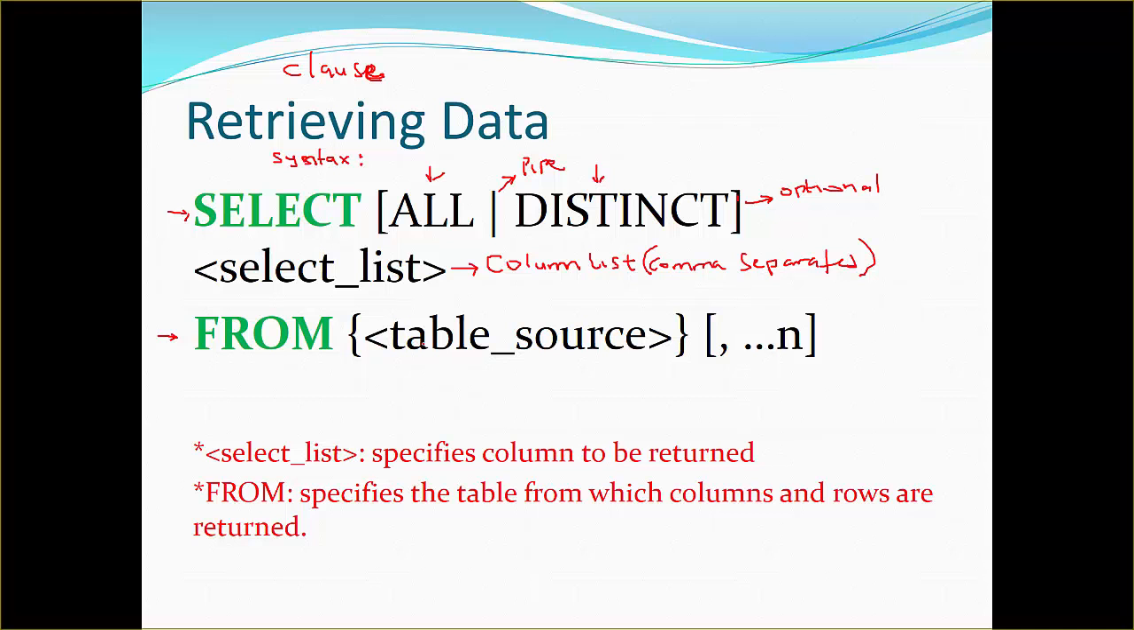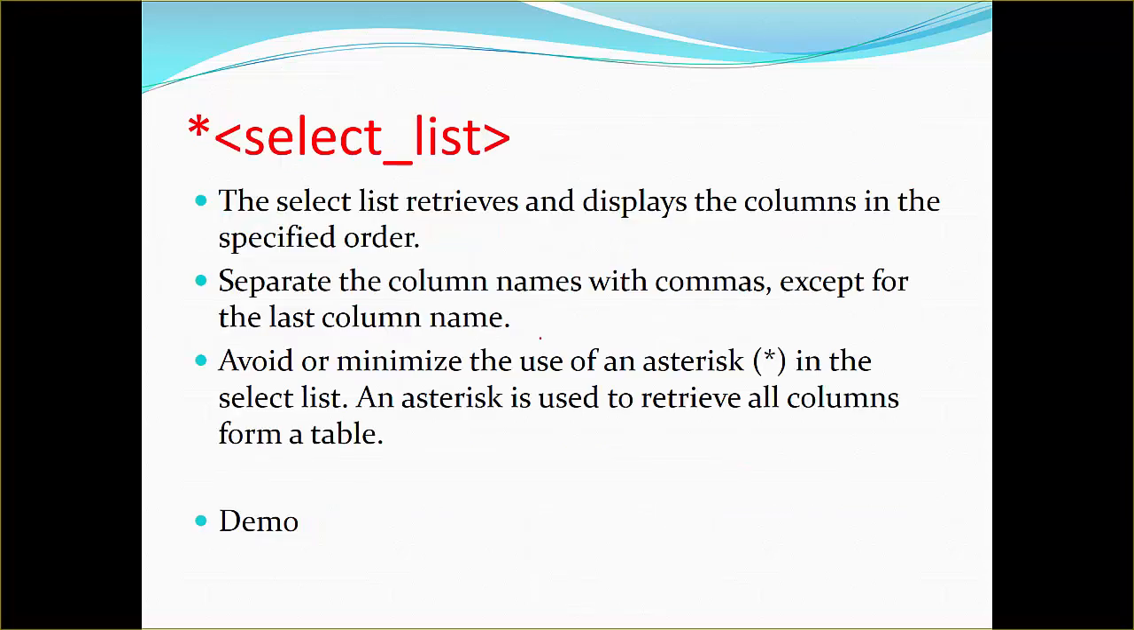Okay, so the select list specifies the columns to be returned. The from specifies the table from which the columns are to be returned. Okay, so if we note that this is the rule for us to retrieve data, we need the select clause with the column lists, comma separated, and then the from clause with the table name. If we note that, let's talk about the select list.